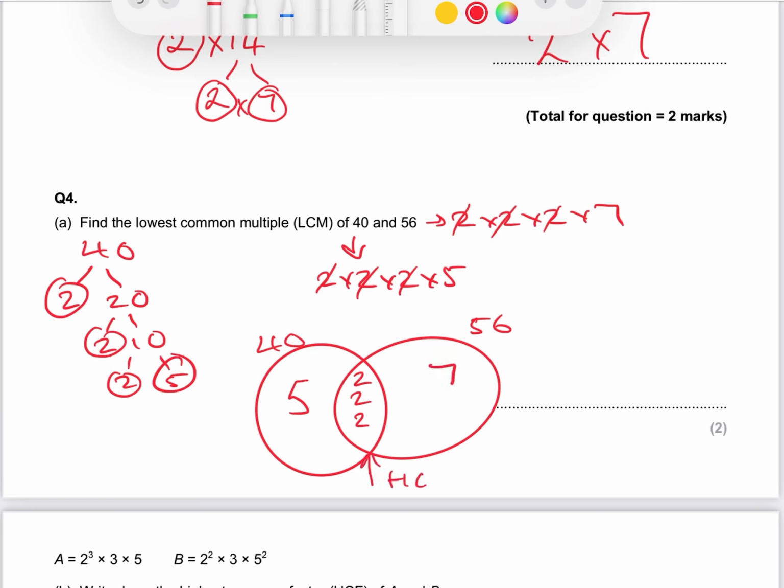If you're looking for the highest common factor, you would multiply that middle section together, which would be 2 times 2, which is 4, times 2, which would be 8. Lowest common multiple, you will times all the numbers you see. So lowest common multiple is going to be 2 times 2 times 2 times 5 times 7. So we've already done the 8, so we need to times that by 5 and then by 7. So my lowest common multiple is going to be 280.